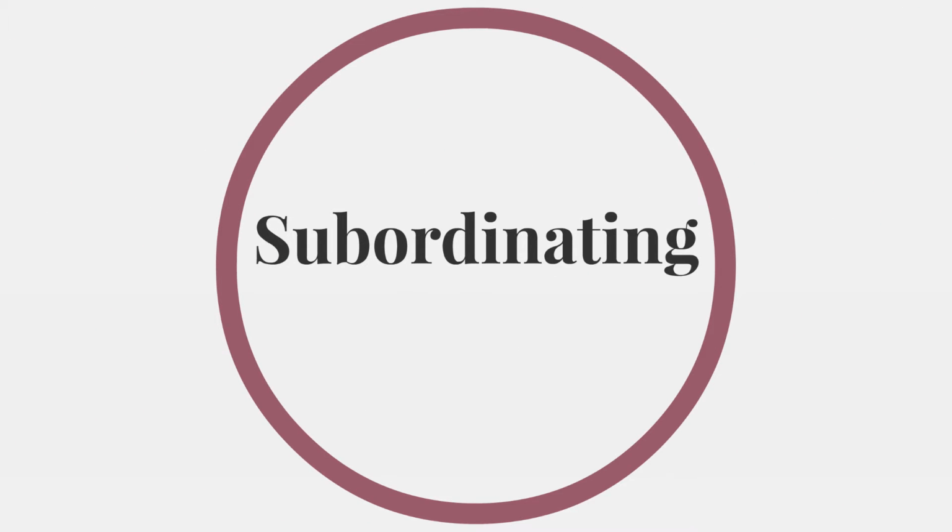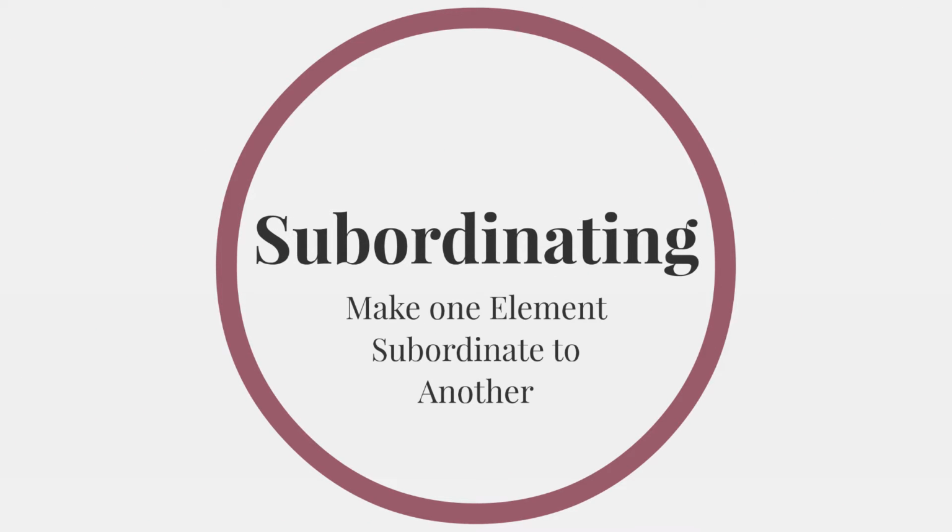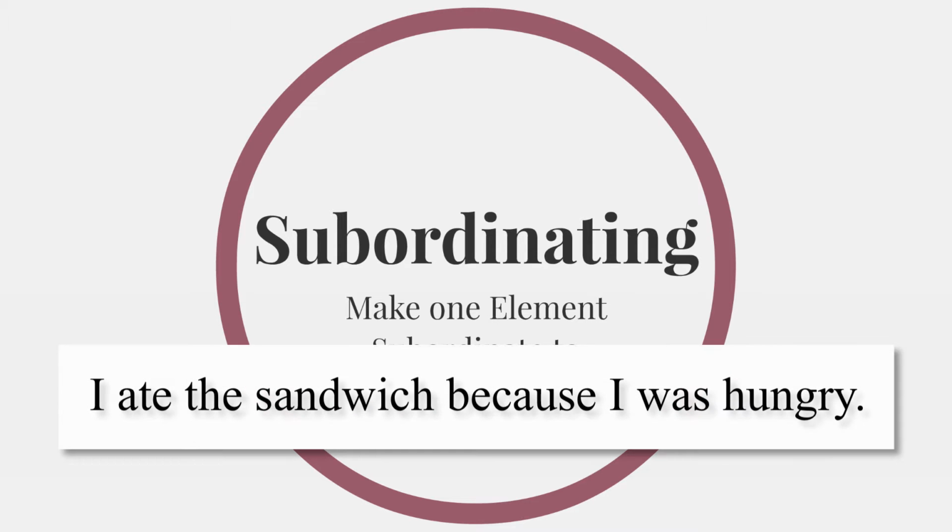Subordinating conjunctions, on the other hand, make one element subordinate to another. These are usually used to introduce subordinate clauses, which often add detail to or explain something within the main clause. I ate the sandwich because I was hungry. Here, because is a subordinating conjunction.